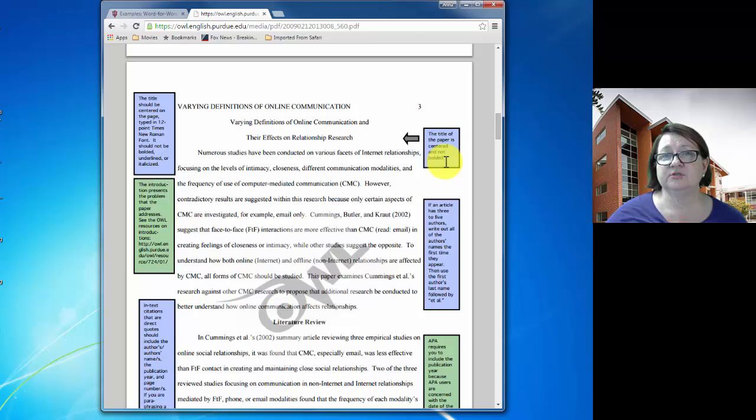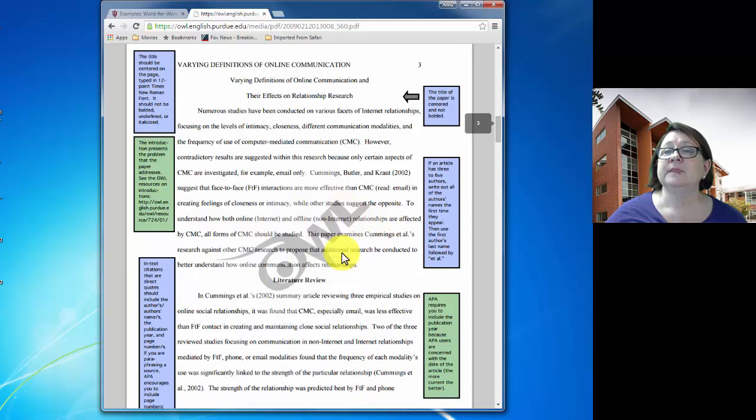APA has very strict rules about what's bolded, what's not bolded. Again, your professor may or may not agree with these things. They may or may not have the same belief system. Okay? It depends. If the article has 3 to 5 authors, write out all the authors' names the first time they appear. This is just standard APA format, and we've talked a little bit about that before. We can go into more detail about it.